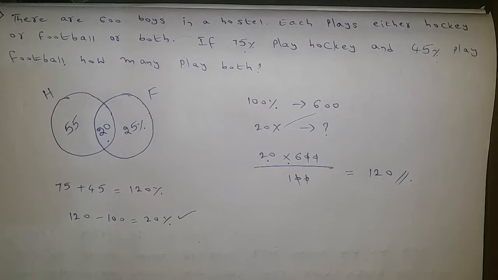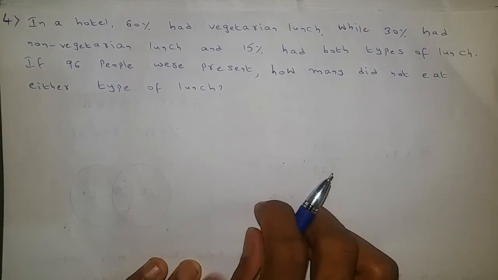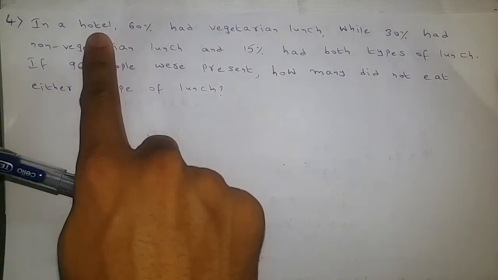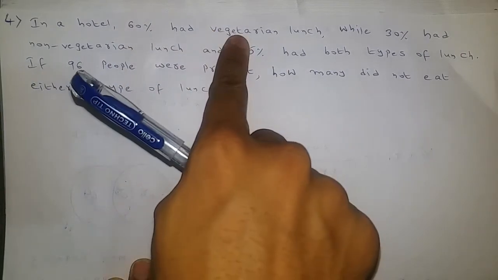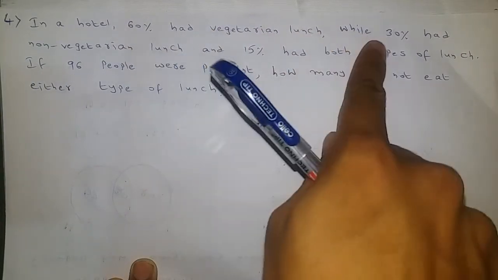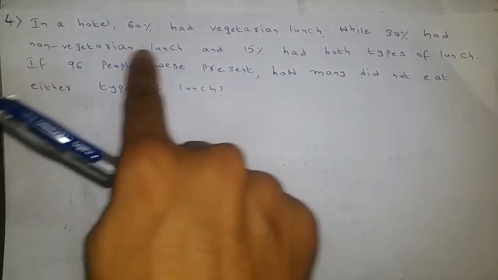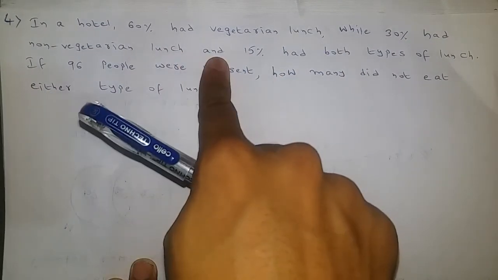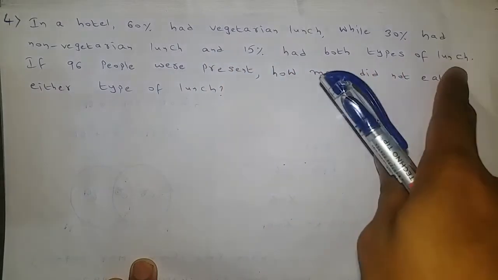Okay, let's look at the next question. In a hotel, 60% had vegetarian lunch, while 30% had non-vegetarian lunch, and 15% had both the types of lunch.